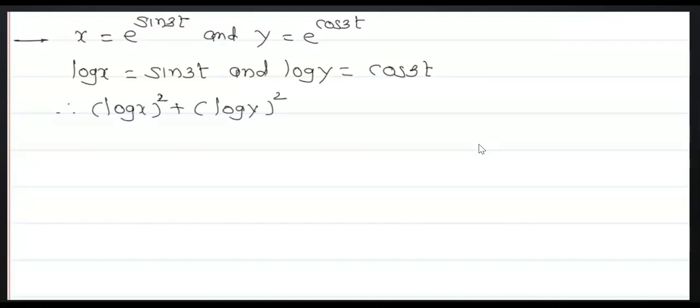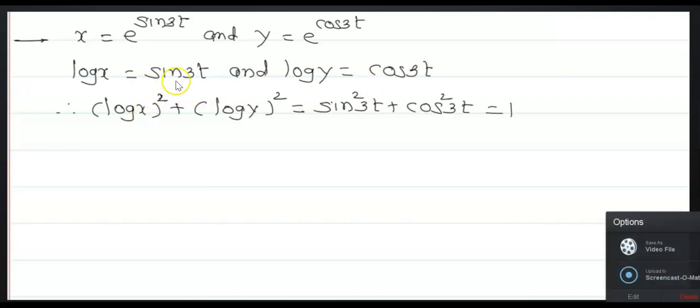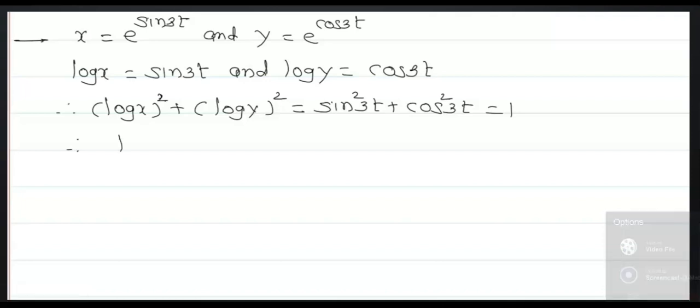Now here is the important formula: sine square theta plus cos square theta is equal to 1. That is the log of x square plus log of y square, that is sine 3t bracket square plus cos 3t bracket square, which is equal to 1. And then differentiate now. Log of x bracket square plus log of y bracket square is equal to 1.